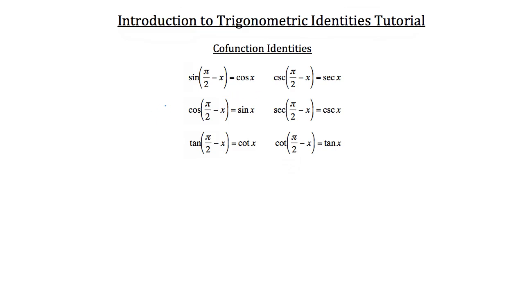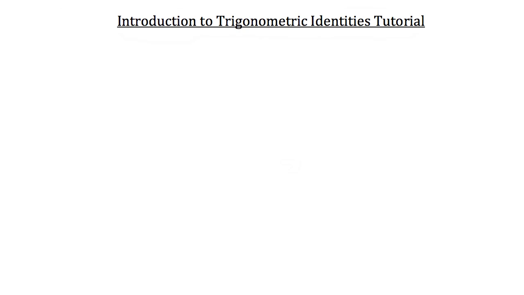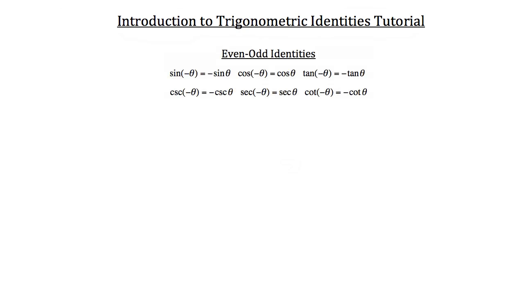I'm not going to do any problems with them because you know now how to use trigonometric identities to verify trig identities. So if you see this expression in a problem, you automatically know that you're going to be using cofunction identities, and you know how to substitute these values in for those problems. Now I'm going to show you another type of identity. These are called the even-odd identities.